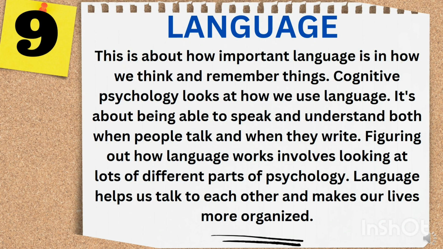Ninth is language. This is about how important language is in how we think and remember things. Cognitive psychology looks at how we use language. It's about being able to speak and understand both when people talk and when they write. Figuring out how language works involves looking at lots of different parts of psychology. Language helps us talk to each other and makes our lives more organized.